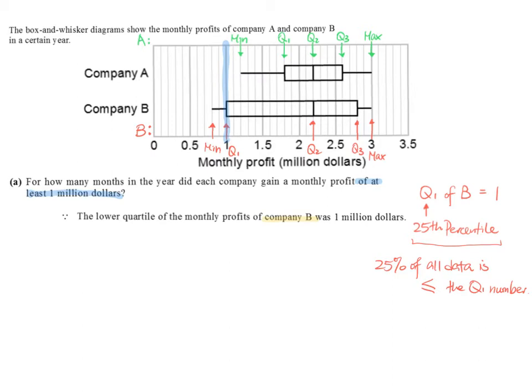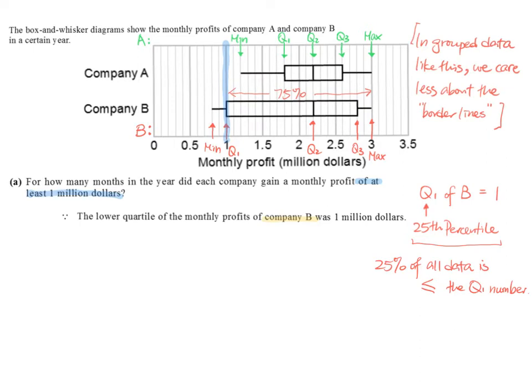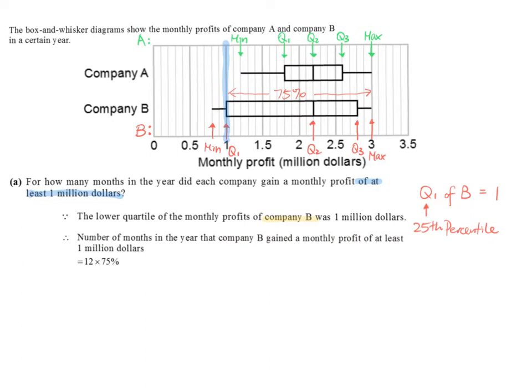So basically for company B, you can say that this whole part, this 75% of the data, is at least $1 million. Well, some may ask, what about exactly $1 million? Well, in grouped data like this, we care less about the borderlines. We are assuming that the data set is large enough so the borderline cases are negligible. So 75% of a total of 12 months would be 9 months.